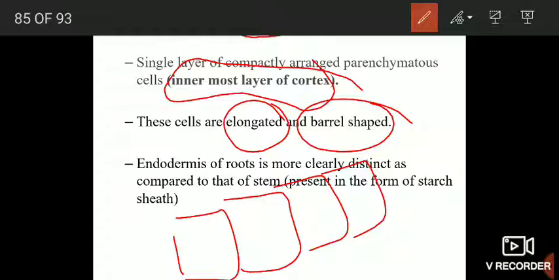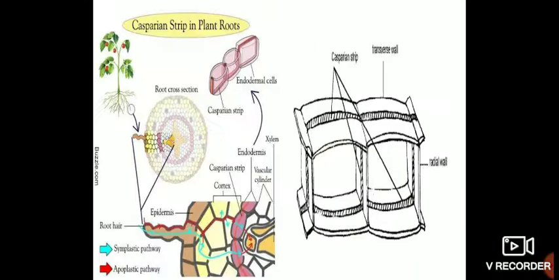The endodermis of roots is more clearly distinct as compared to that of the stem. In case of stem, this individual layer of cells is not called endodermis. Instead, it is known as starch sheath, and it serves the function of storage of starch. That is why it is known as starch sheath in case of stems.